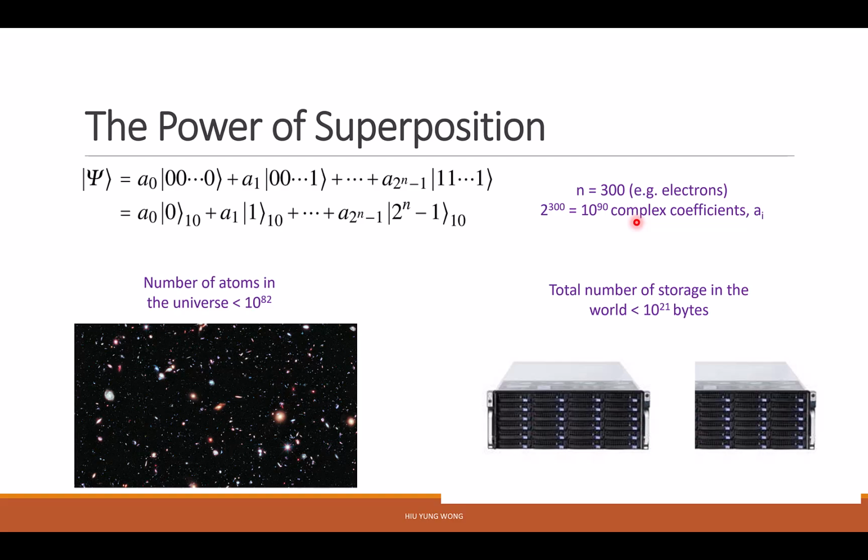You think that maybe I just buy more SSD. It doesn't work. The number of atoms in this universe is less than 10 to the power 82. The number of bytes of storage in the world at this moment is less than 10 to the power 21. It means even if you are very rich and buy all the SSD in this world, you still cannot store the states of 300 electrons that combine together. Assume that you know what the state is, that you know what A0 to A to the power 300 minus 1 are.